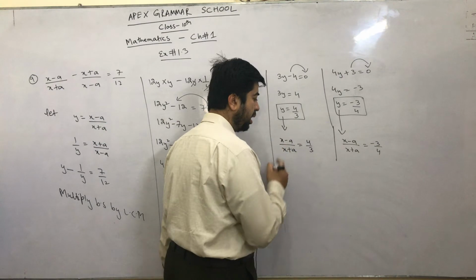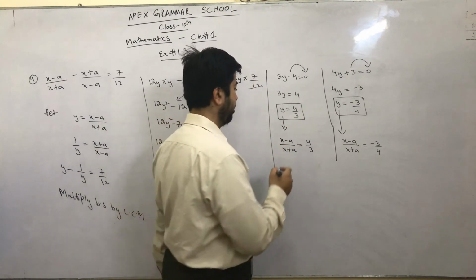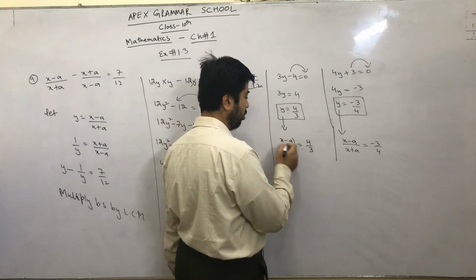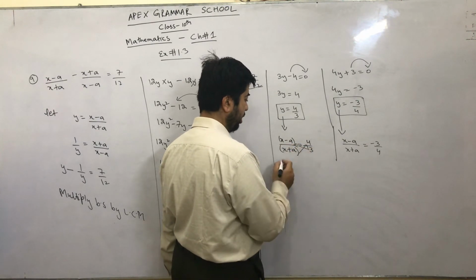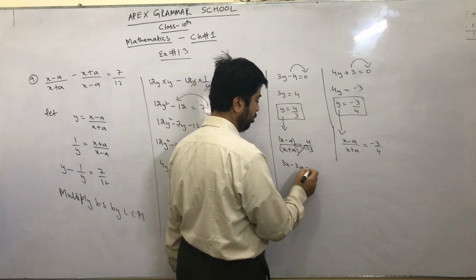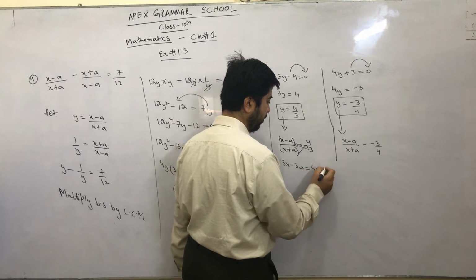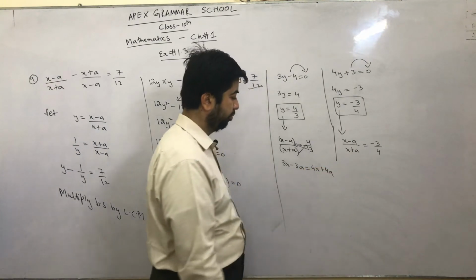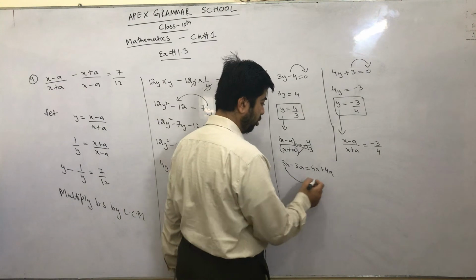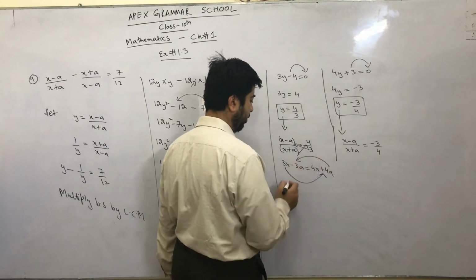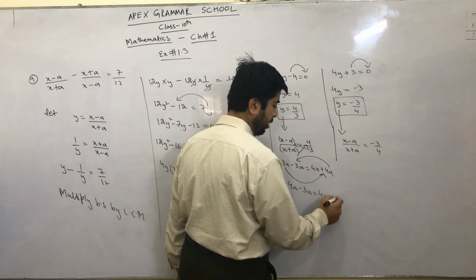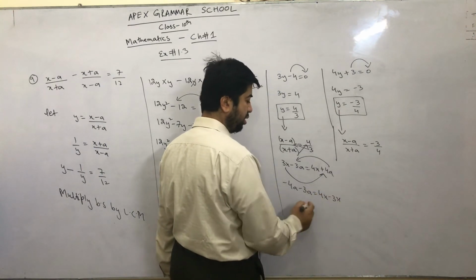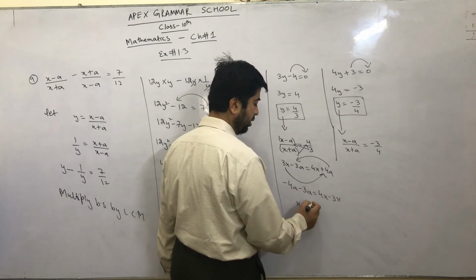So cross multiply it and find the value of x. 3 is going to multiply with this x minus a, and with this. 3x minus 3a is equal to 4x plus 4a. So this 3x is going to negative here, this 4a is going to negative here. So minus 4a minus 3a is equal to 4x minus 3x. 4x minus 3x means x is equal to minus 7a.